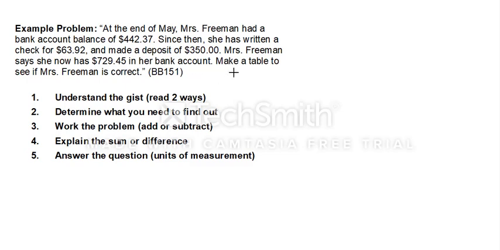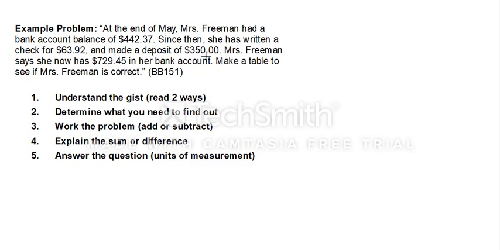At the end of May, Mrs. Freeman had a bank account balance of $442.37. Since then, so I know this is where she started, and since then she did this stuff after. She has written a check for $63.92, so she gave this amount of money away to someone or paid someone. She made a deposit of $350.